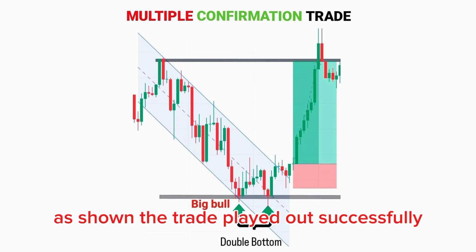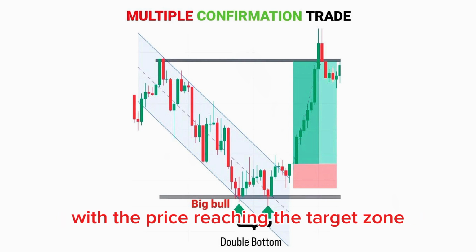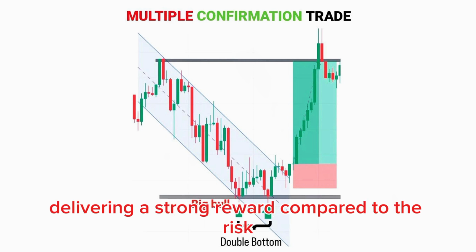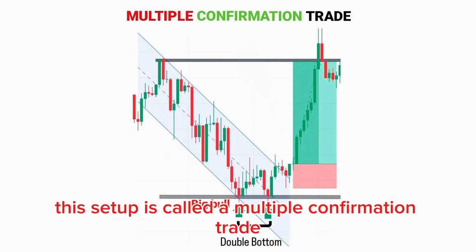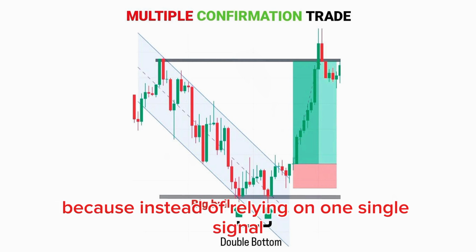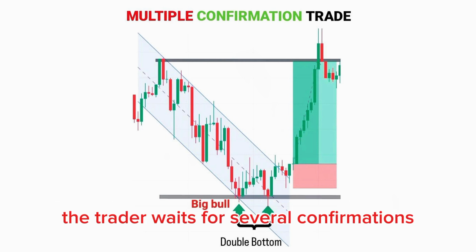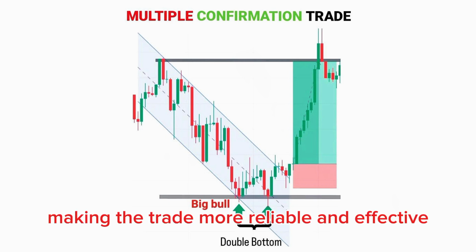As shown, the trade played out successfully with the price reaching the target zone, delivering a strong reward compared to the risk. This setup is called a multiple confirmation trade because instead of relying on one single signal, the trader waits for several confirmations, making the trade more reliable and effective.